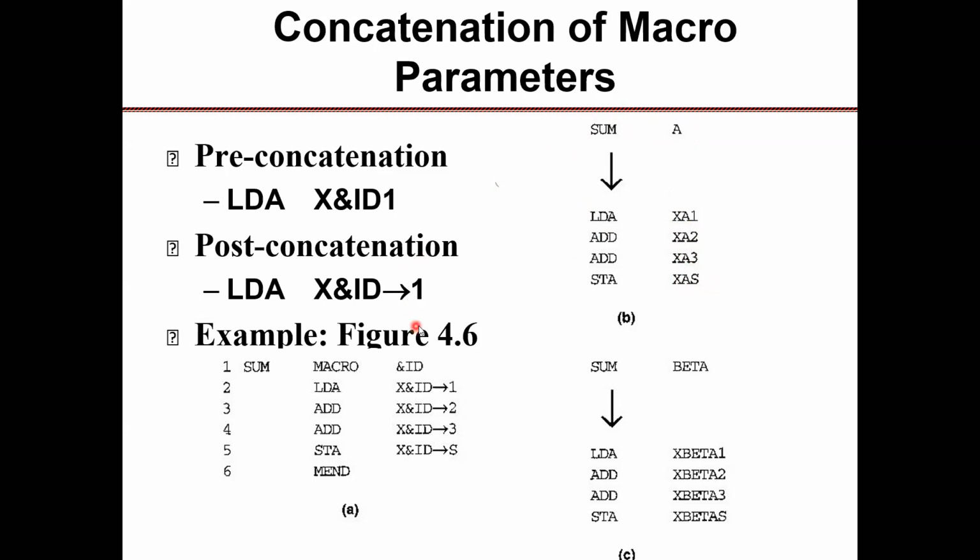Then let's say the second time we called sum, instead of being A, we want sum to be beta. So we called macro sum with the parameter beta, and now it's going to create X beta 1, X beta 2, X beta 3, and X beta S, just like that. So passing the one parameter, when we define our parameter substitution list like this, enables us to come up with more descriptive symbol names that the macro processor can build for us pretty simply.